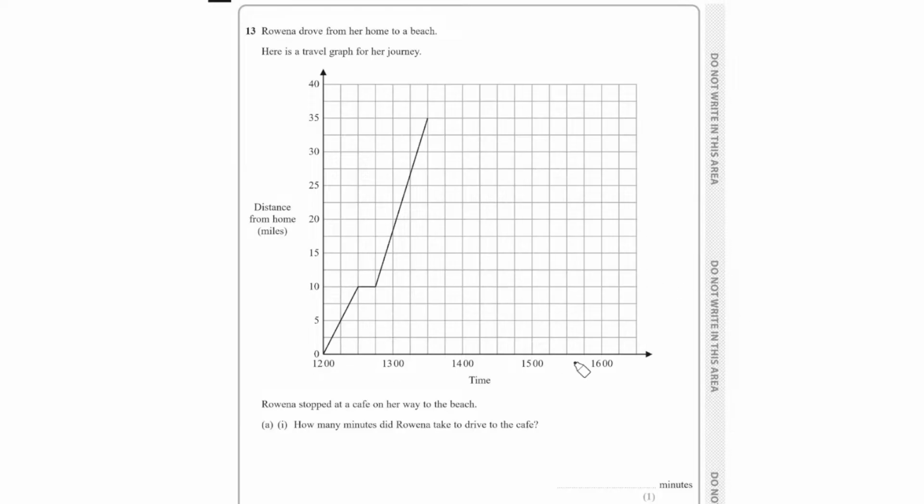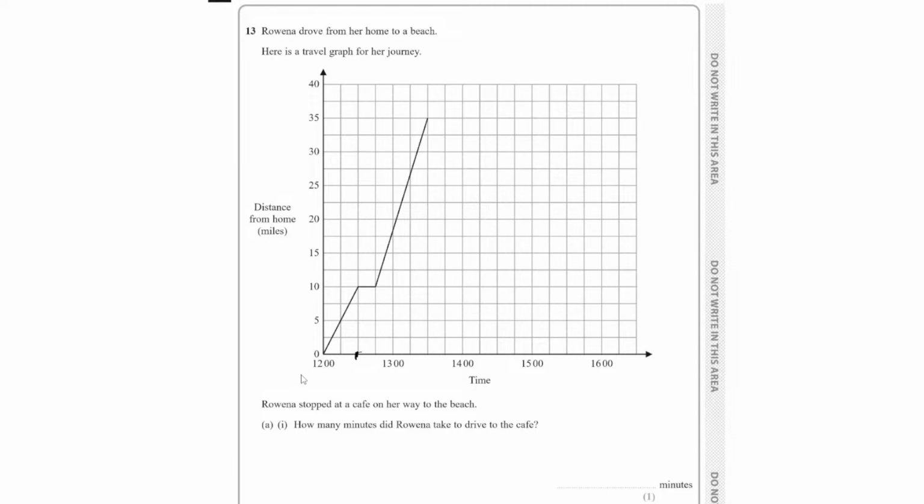So you can see we've got time here, we've got distance from home. So this flat bit here is obviously when she stopped, because there's no more distance, is there? She's not getting any further away. So I'm going to assume this is where she's in the cafe. So how many minutes did Rowena take to drive to the cafe would be from obviously starting at 12 and then up to this point.